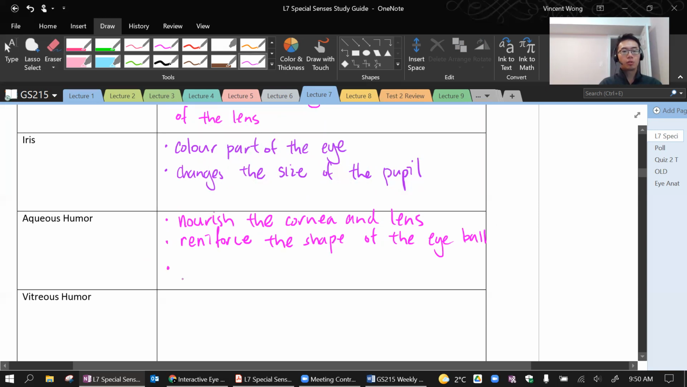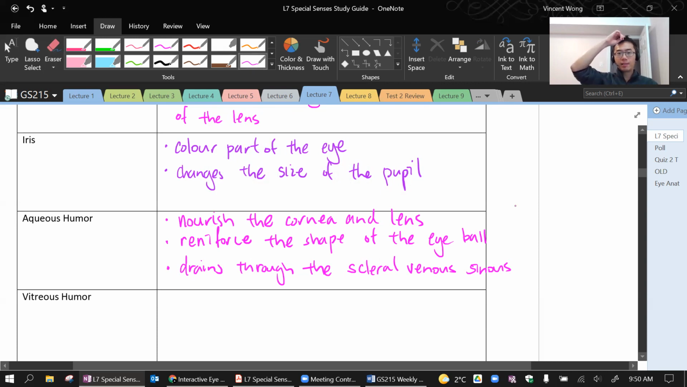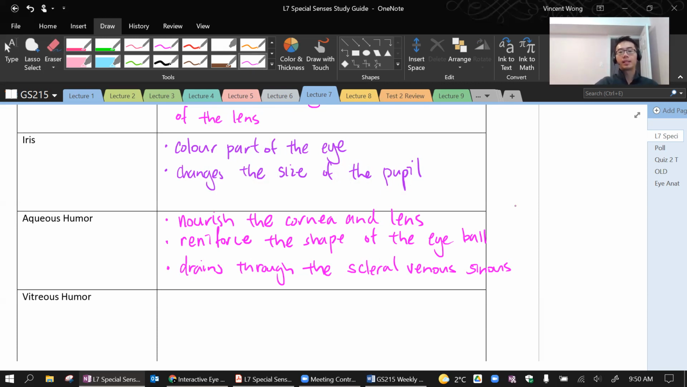And we want to drain the fluid. So it drains through the sclerovenous sinus. Okay. Venous sinus is a place to drain stuff. So we have one at the sclera. That's why it's called sclerovenous sinus. We have one in the brain, remember? The durovenous sinus, because that's formed by the dura mater.